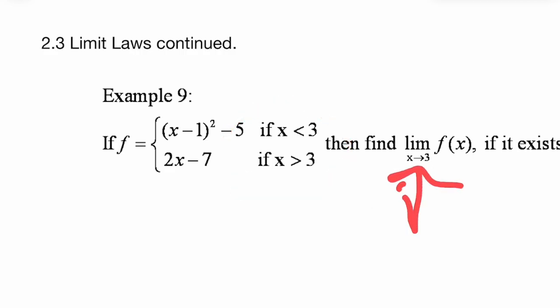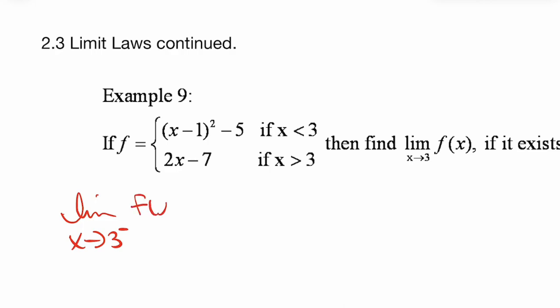Do you see how this does not have the little plus or minus notation? That means we have to check, what am I heading to from the left? What am I heading to from the right? So let's write that down. If I want to find the limit as we approach 3 from the left, those are the values coming in from the left, or less than 3. So we're going to be focusing on the top function.